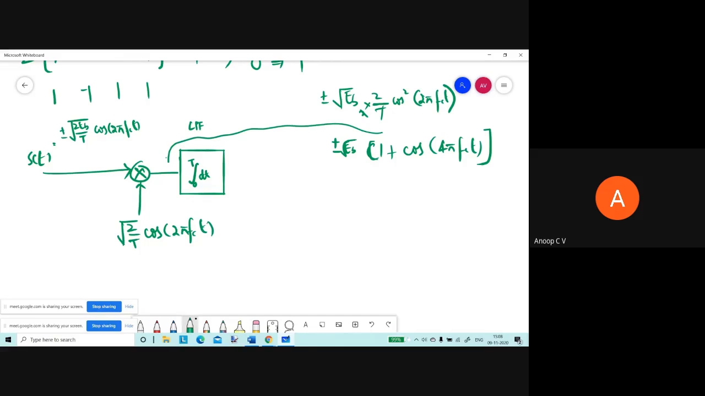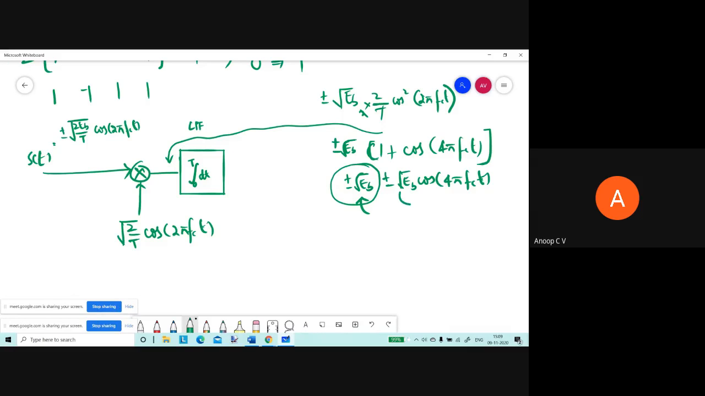When you pass this through an integrator, we have two terms: plus or minus root EB, and plus or minus root EB cos 4 pi FCT. When it is integrated, or you can assume it as a low pass filter, the plus or minus root EB term will be allowed as such.